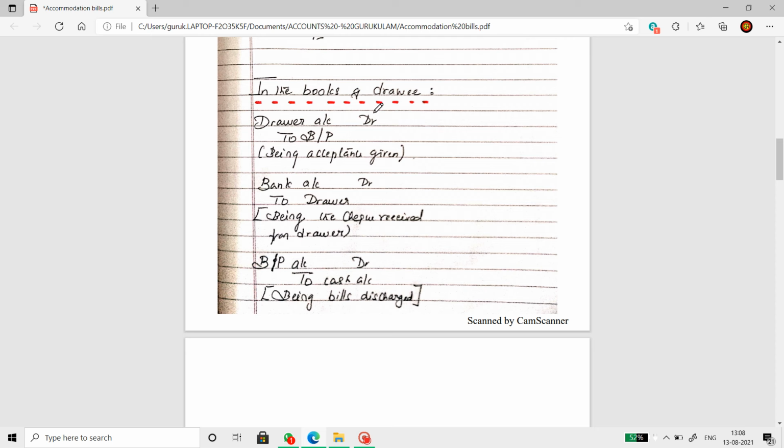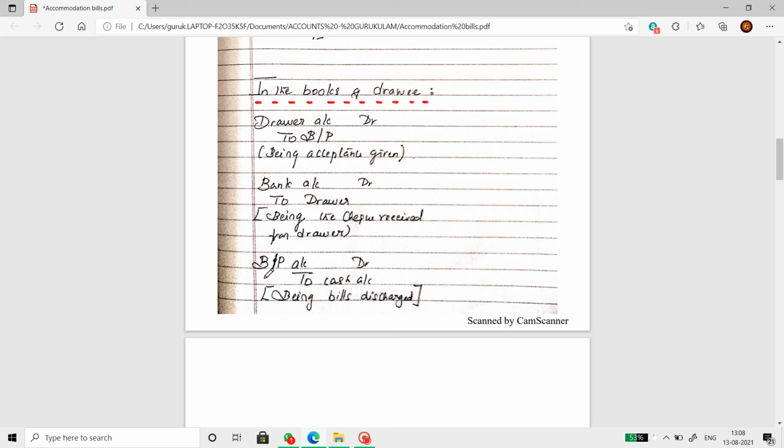Now in the books of the drawee, who is the drawee? The drawee is the person who accepts the bill, right? Now, drawer account debit to bills payable account, because it's a liability for him, though he is not liable actually. So drawer account debit to bills payable account, being acceptance given. Bank account debit to drawer account, because the drawee is receiving a cheque or cash from the drawer so that he can honor the bill on the due date. So being cheque received from the drawer. So this is the entry when he receives a cheque or cash from the drawer.